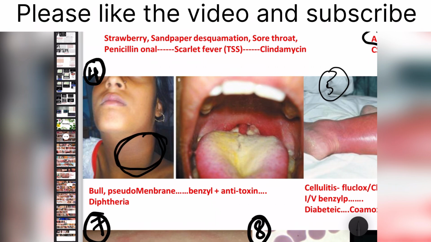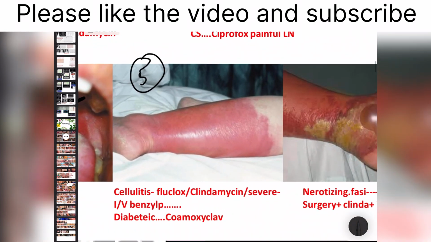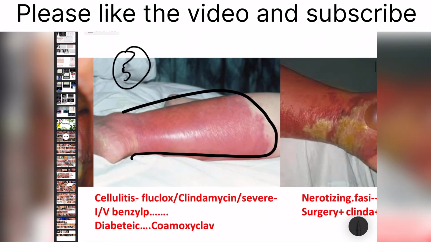Fourth one. Here you can see edema in the neck, looks like bull neck, and you can see there is pseudomembrane over the tongue. So this is nothing but diphtheria caused by Corynebacterium diphtheriae, and treatment is benzyl penicillin plus antitoxin.